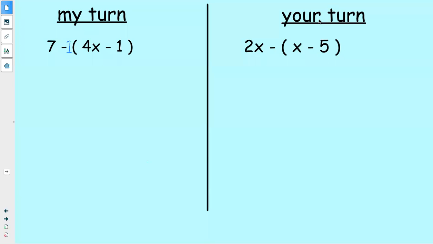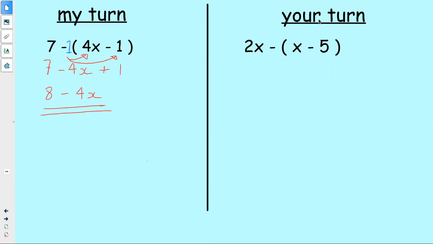Okay, so it's the same as before, the 7, not doing anything with the 7, so that slides down. And then you're multiplying through by your -1. So -1 multiplied by 4x is a -4x, and -1 multiplied by another -1 is a +1, and then just tidy that up. So it becomes 8 subtract 4x.